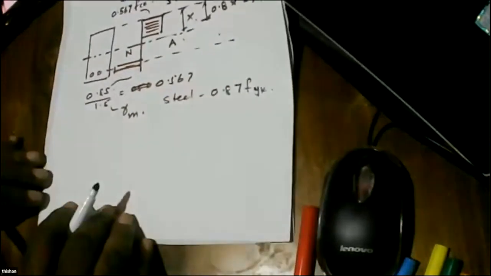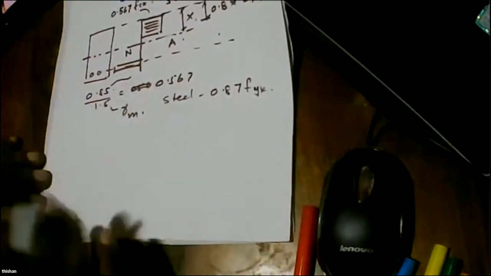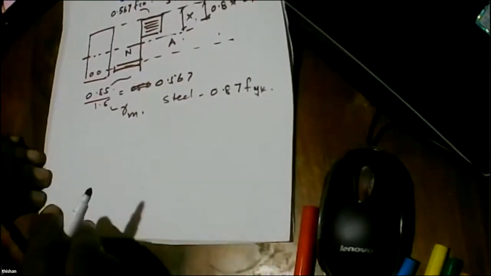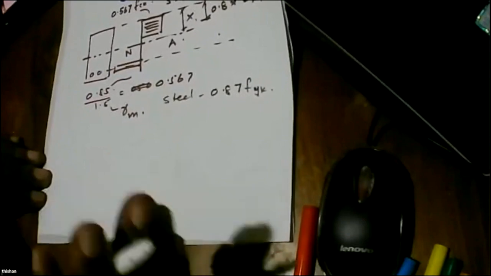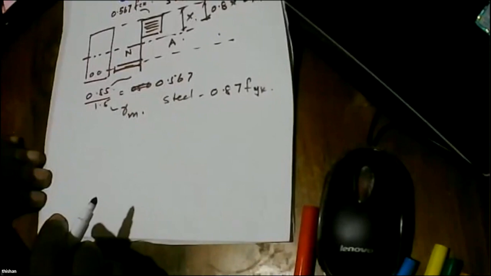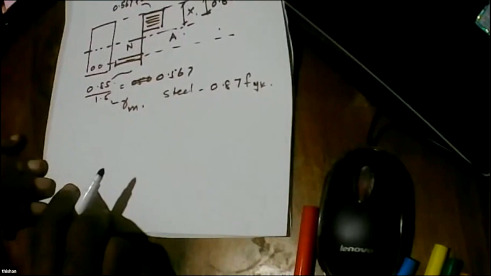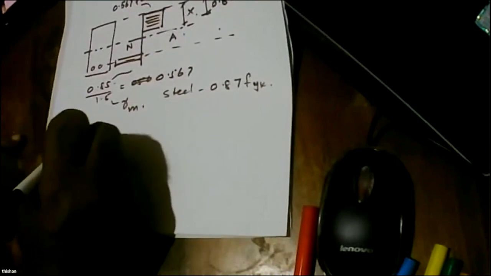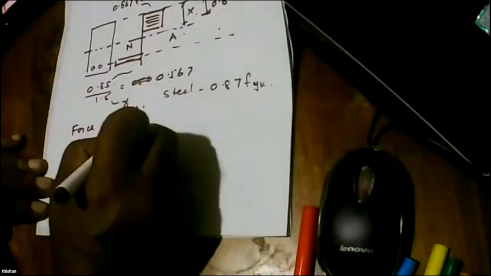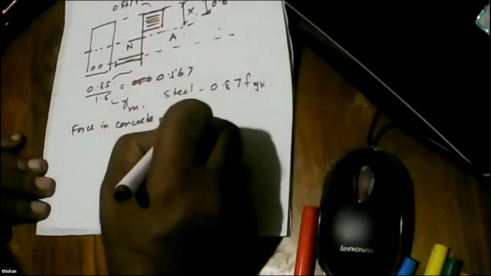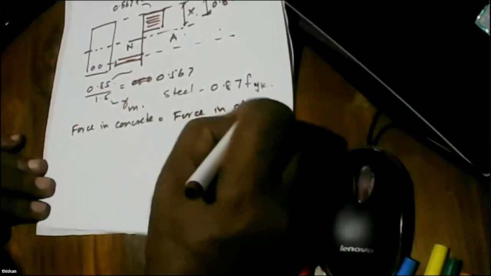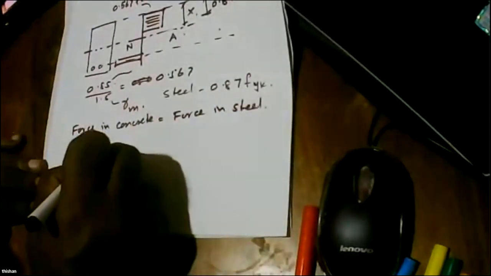Now we are going to say one thing. Now everything has yielded, steel 0.87 FYK on one side. So these notations might change a little bit in the note. I'll show the note, but we know what is Fy. We know what is FCK, that is the cylinder strength. So what is the first thing we can say? Force in concrete is equal to force in steel. That is the section equilibrium.